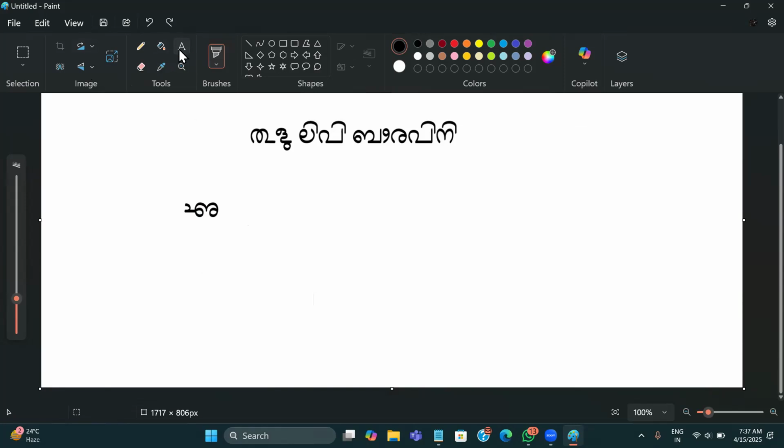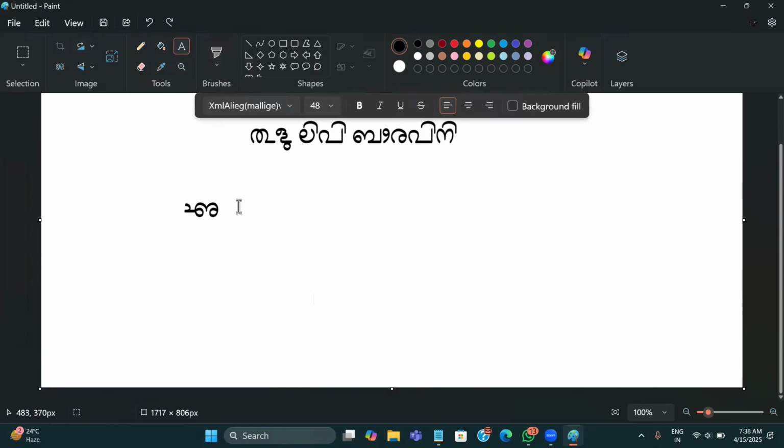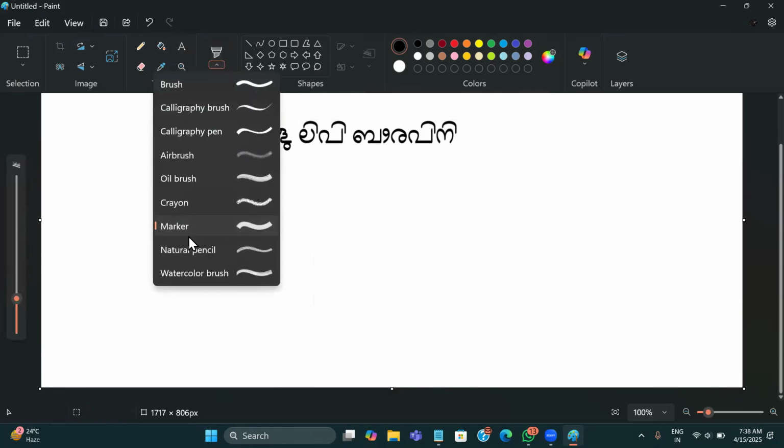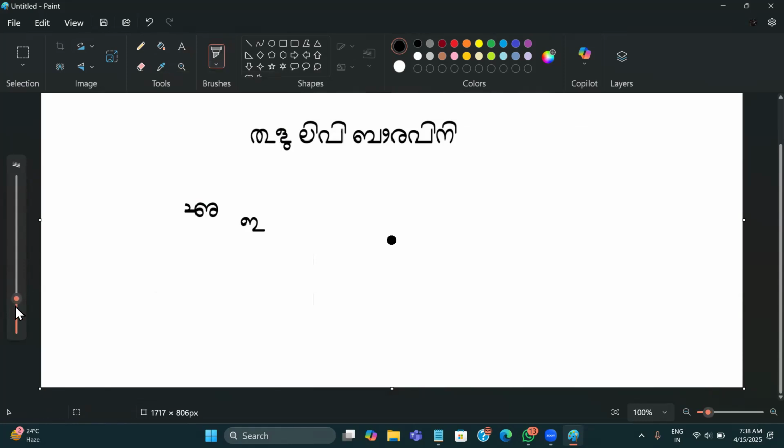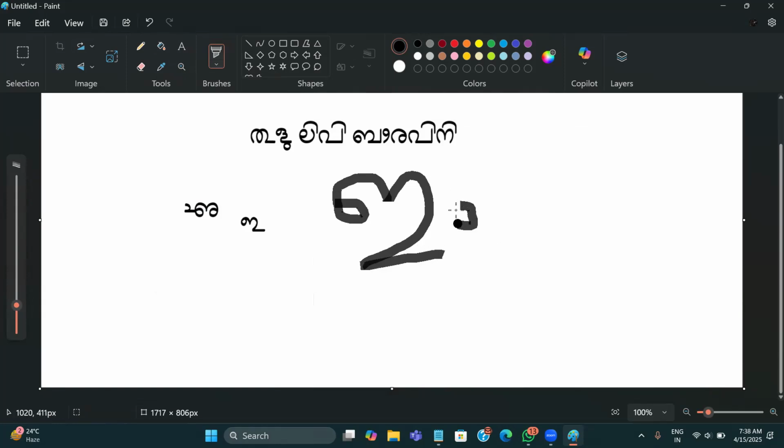So next, coming to the E letter. How to write E? E can be written just like this way. Slowly coming like this, coming like this, coming like this. This is E.